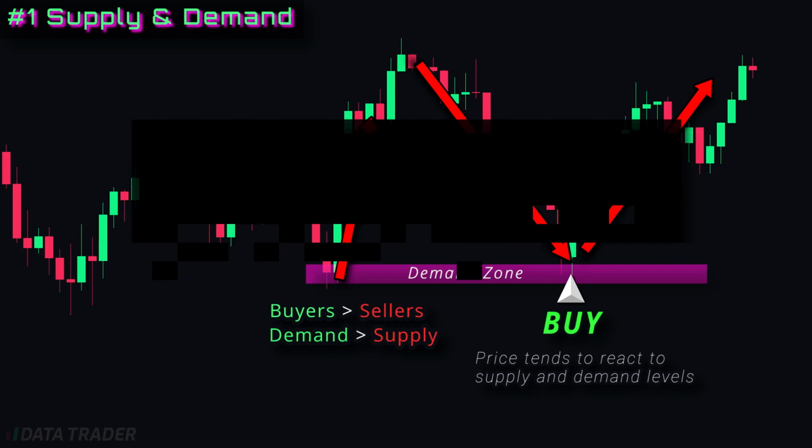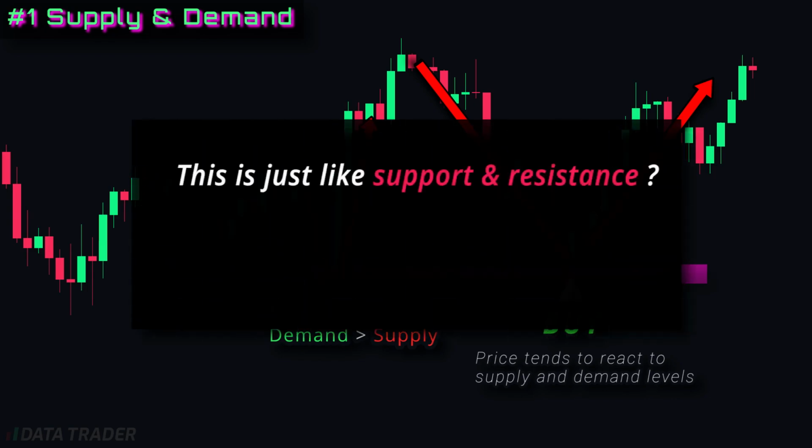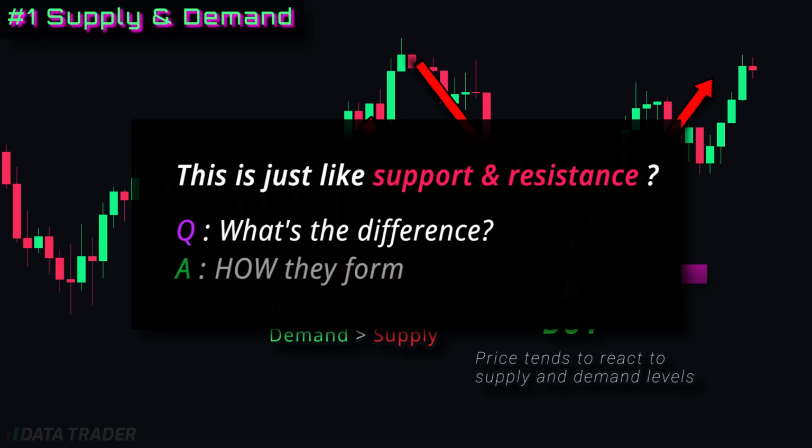Now, I'm sure some of you would notice, this works a lot like support and resistance levels. And you are correct, they are similar. And so the question is, what's the difference between support and resistance and supply and demand? This is a question that people still often get confused. So the answer to that is how they form. Let's first start with support and resistance.